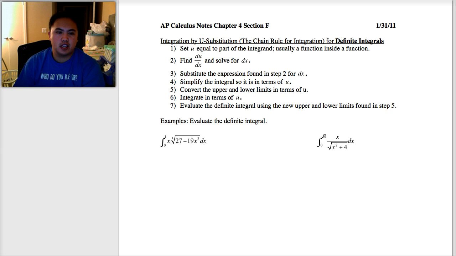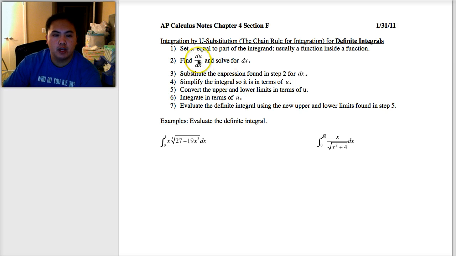So this section, as you can see, is integration by U-substitution, but we're doing definite integrals. In case you forgot what a definite integral is, you can look at these examples at the bottom. The difference between these problems and the ones you did yesterday is that they now have numbers or bounds, a lower bound and an upper bound, for which I want to actually evaluate and get a number for the integral.